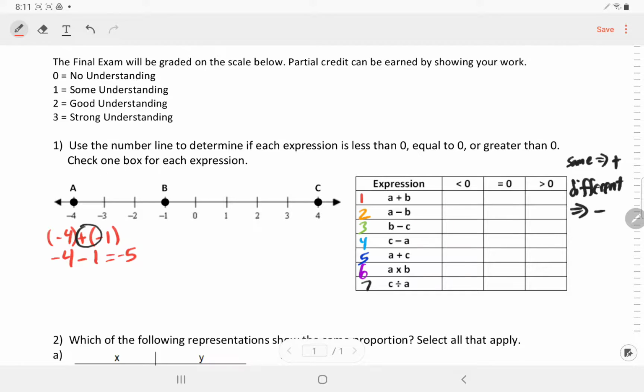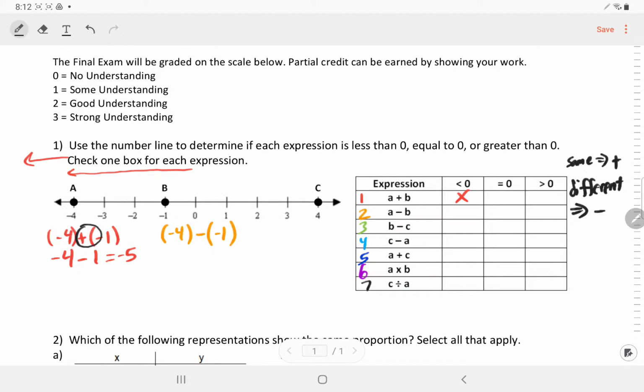You can see that on the number line. If we start at negative 4, so we go from 0 to negative 4, and then we subtract 1 more. Okay, so the answer is negative 5, therefore it is less than 0. Our next problem, we have in orange a minus b. So a, once again, is negative 4, and we're subtracting b, which is negative 1.